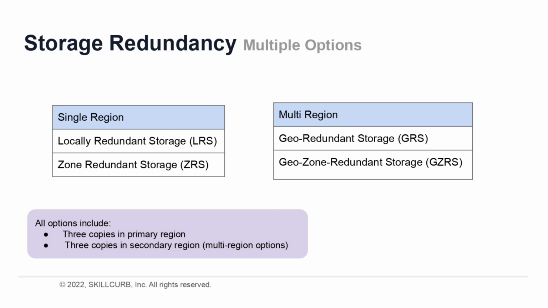Regardless of which redundancy option we choose, all options include at a minimum 3 copies of your data within our primary region, and for our multi-region options, you will also have 3 copies in the secondary region as well. So in other words, you will have either 3 or 6 copies of your data being replicated depending on if we go with one of the single or multi-region redundancy scopes. Let's go ahead and explore each of these in more detail.